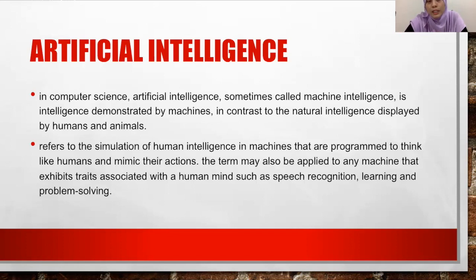So artificial intelligence refers to the simulation, simulate, to copy, of human intelligence in machines that are programmed to think like humans and mimic their actions. The term may also be applied to any machine that exhibits traits associated with a human mind, such as speech recognition, learning, and problem solving. So here are examples of artificial intelligence: speech recognition.